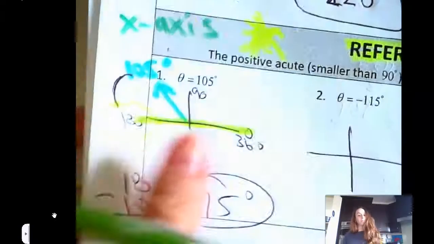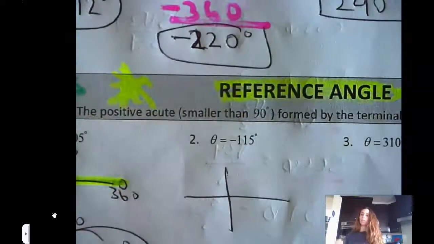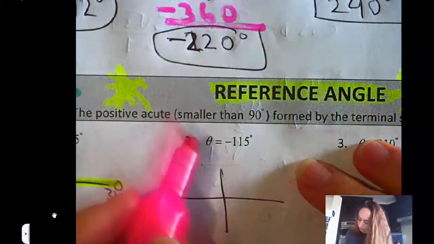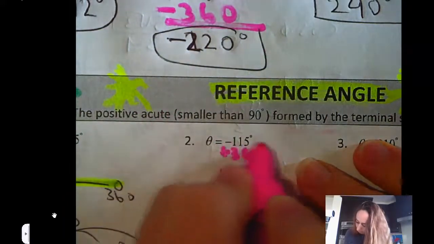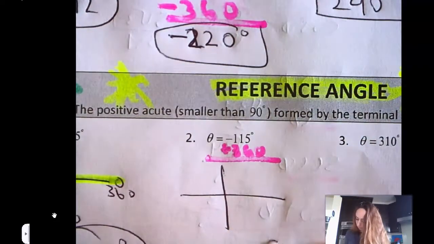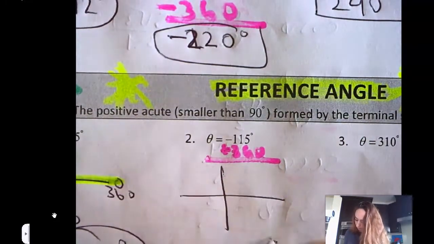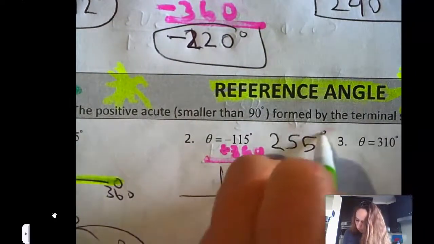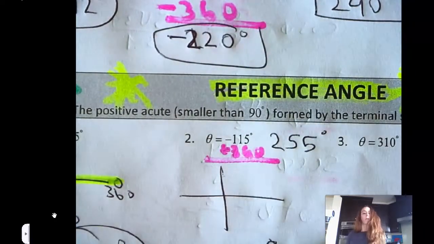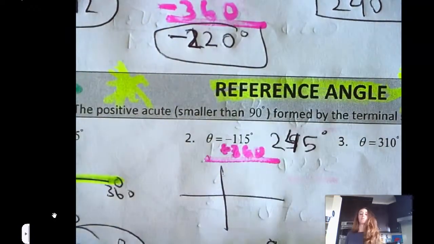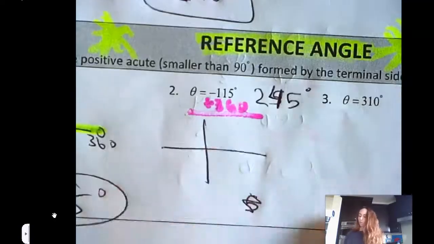Now, I have a problem with this one. What's my problem with this one? I don't like the negative, so I find the coterminal by adding 360. And really, that means my angle is... here, I'll put it up here. 255. Did I do that right? I'm not feeling, nope, 245. I knew that didn't feel right. So now I have 245.